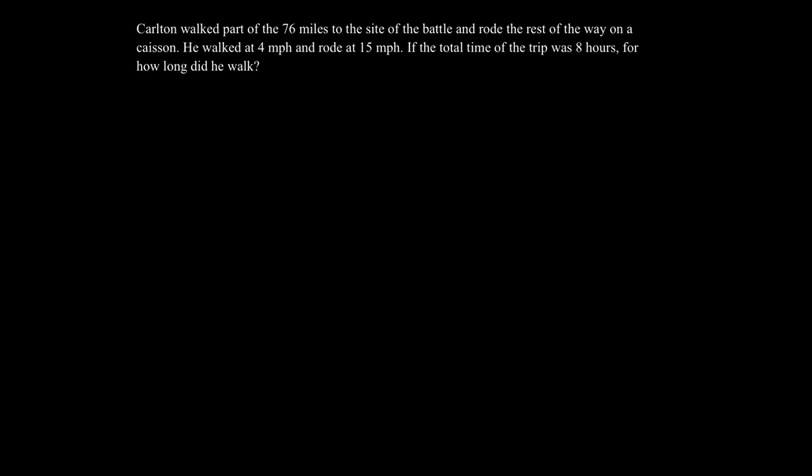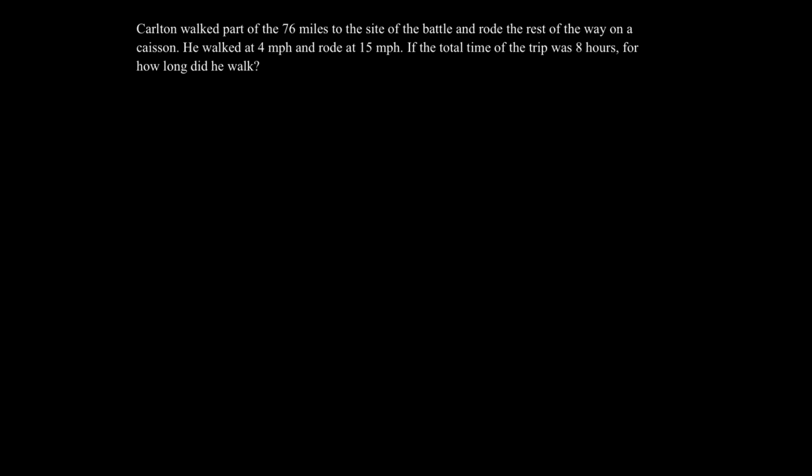So how about this first one? I'll show you with the table. It says this guy Carlton walked 76 miles to the site of the battle, and he rode the rest of the way on a caisson. He walked 4 miles per hour, rode 15 miles per hour. If the total time of the trip was 8 hours, for how long did he walk? So I want to solve for how long he walked.